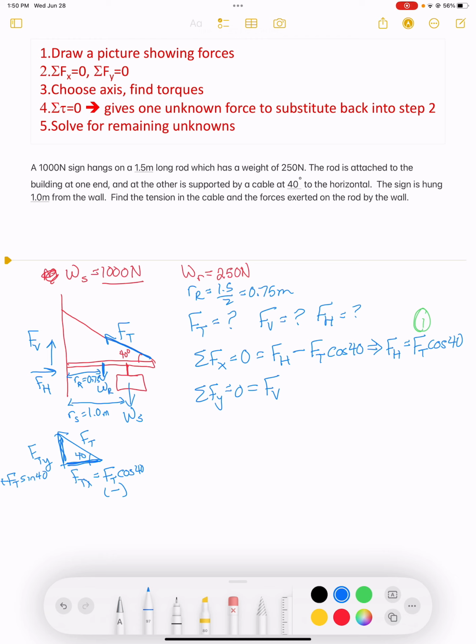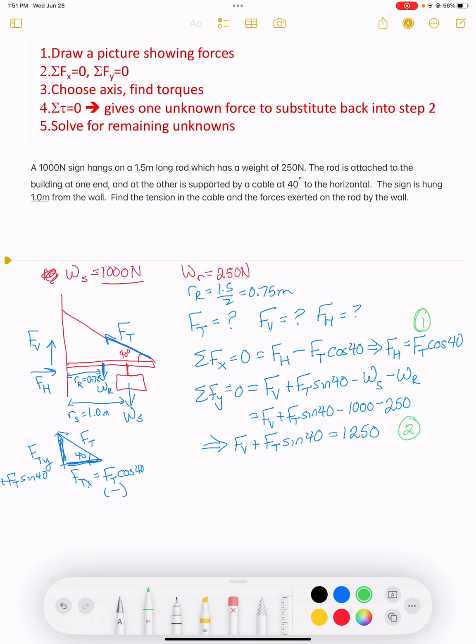So in the y direction, we've got FV up. We've got the y component of the tension up, FT sine 40 up. And then we've got the weight of the sign down and the weight of the rod down. So FV, which we don't know, plus FT sine 40 minus 1,000 minus 250 equals 0. So if I simplify that, FV plus FT sine 40 is equal to 1,250. All right, so that's equation 2.